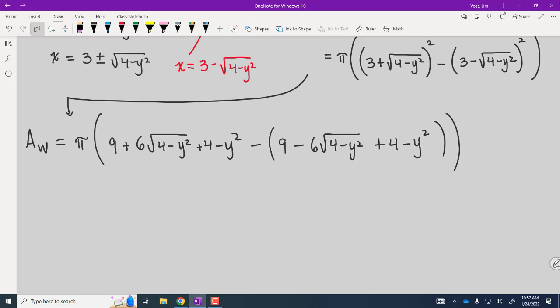And let's cancel the terms that we can cancel. So the 9 and a minus 9 are going to go away. And it looks like the 4 and the 4 are going to go away when we distribute the minus sign. And then the y squared and the y squared are going to go away when we distribute the minus sign. So the only thing that's left is that root business. So that gives us pi multiplied by 6 square roots plus 6 square roots, which gives us 12 square roots. So that will be the area of our washer at a height of y.